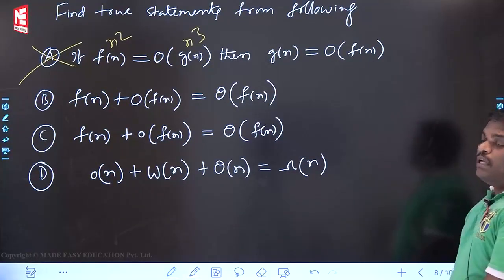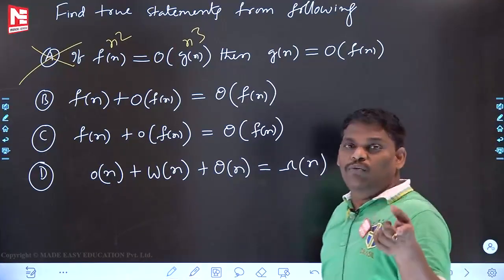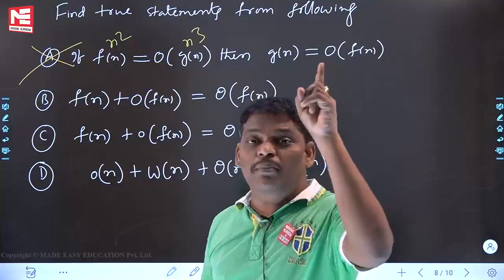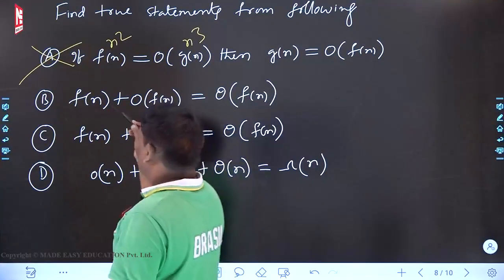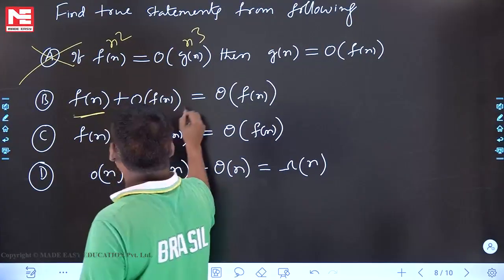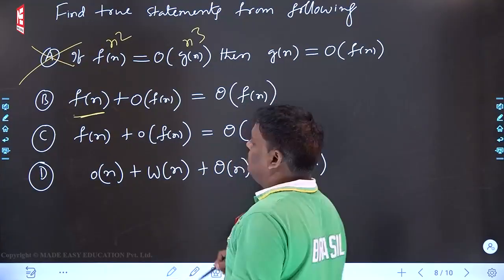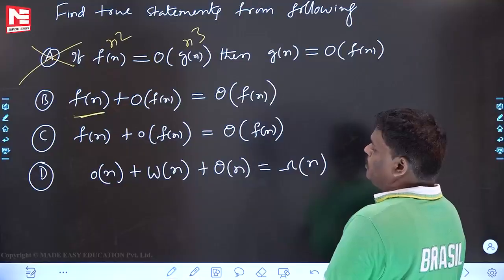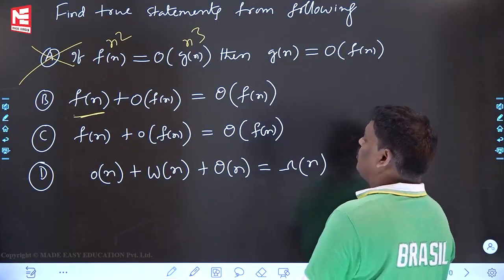Next one, what is option B? It is really interesting. Please take care. This will really trouble you. The purpose of giving this problem is that I am explaining it; if I don't tell you, it may trouble you. Listen. Option B: f of n plus big O of f of n is equal to theta of f of n.